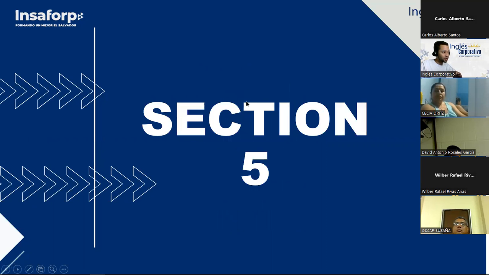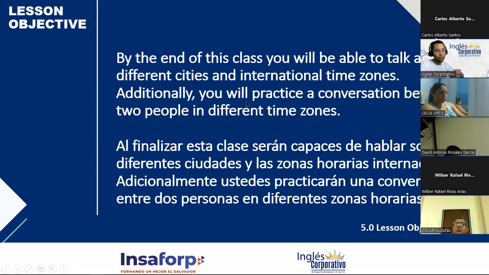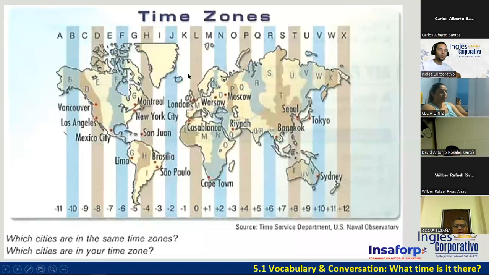And we have the first lesson objective. So by the end of this class, you will be able to talk about different cities and your national time zones. Additionally, you will practice a conversation between two people in different time zones. Al finalizar esta clase, serán capaces de hablar sobre diferentes ciudades y zonas horarias internacionales. Adicionalmente, ustedes practicarán una conversación entre dos personas en diferentes zonas horarias. En español.